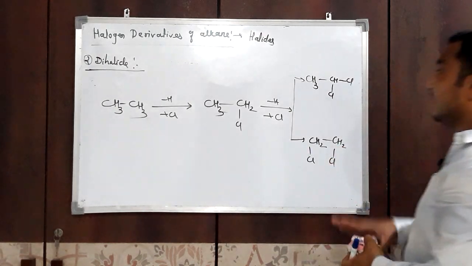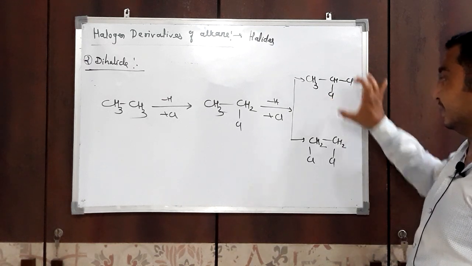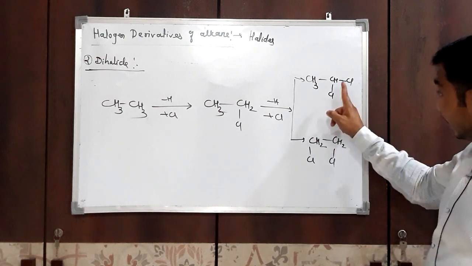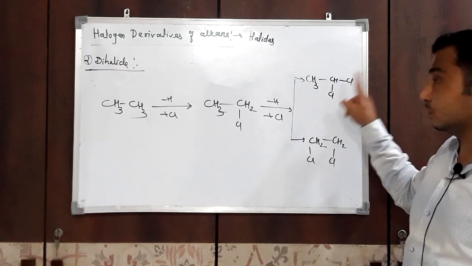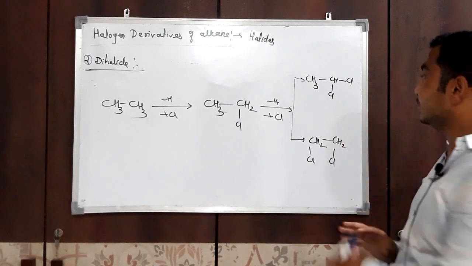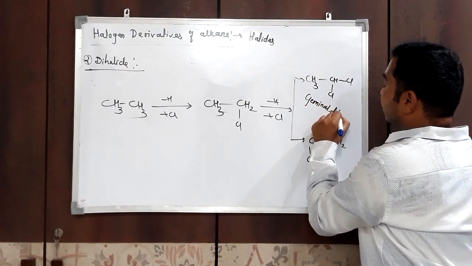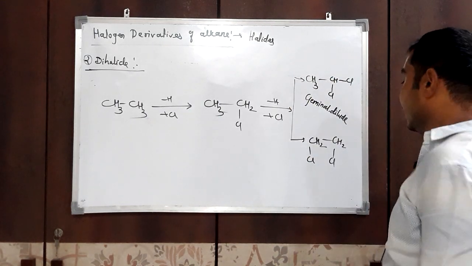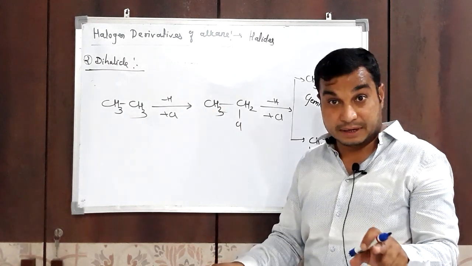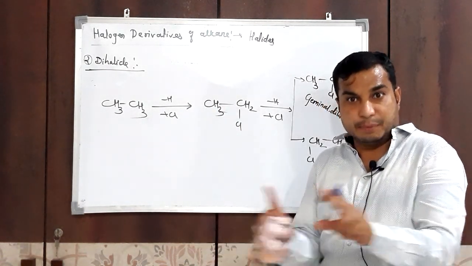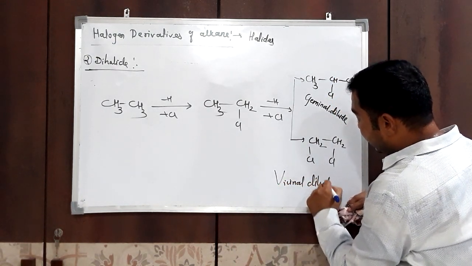So both of these are dihalides, both contain two halogen atoms. In the first, both halogen atoms are attached to the same carbon atom, so it is called geminal dihalide. We have already studied this. And here the two halogen atoms are attached to different carbon atoms but adjacent carbon atoms, just neighbors. That is called vicinal dihalide.